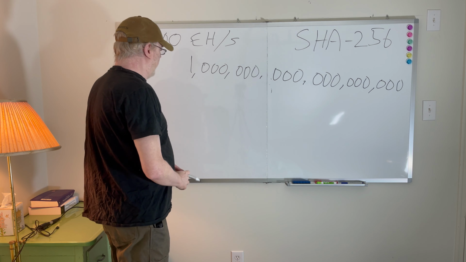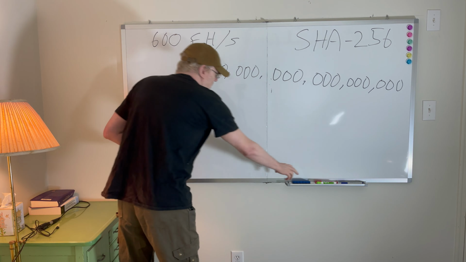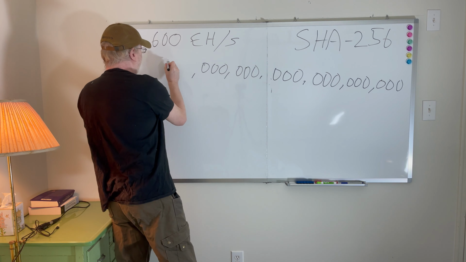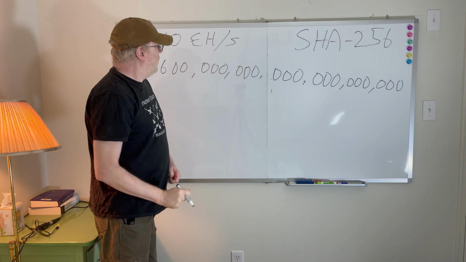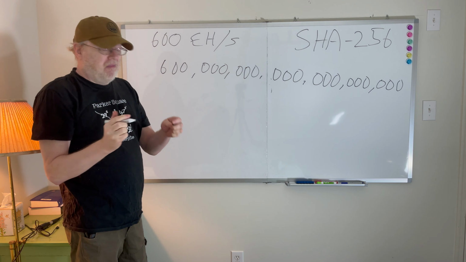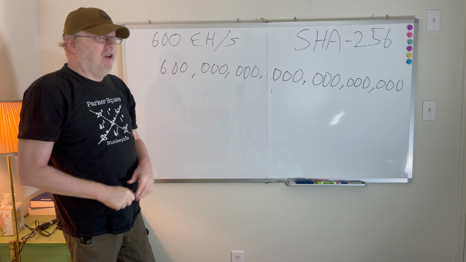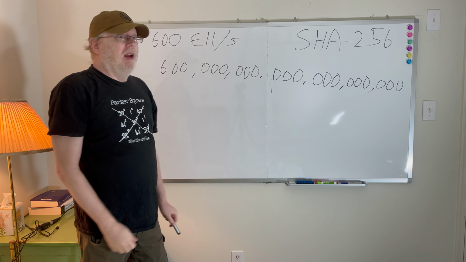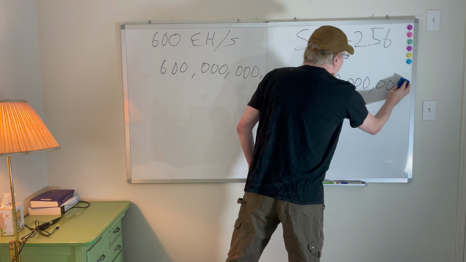And of course, what the network is doing is not 1 exahash per second. It's doing 600 of them, roughly. So there's all your zeros. That's some serious computing power.